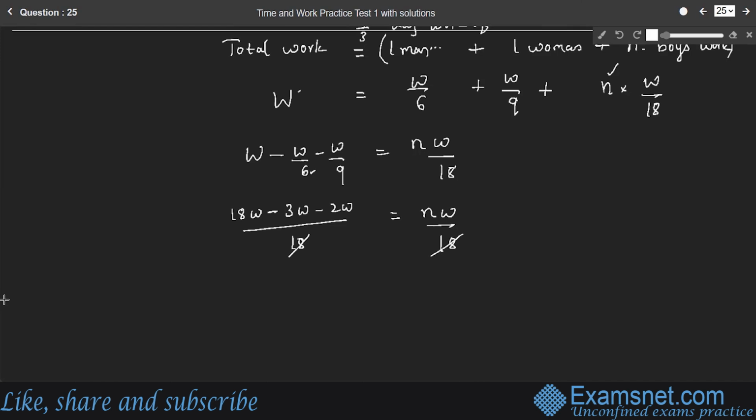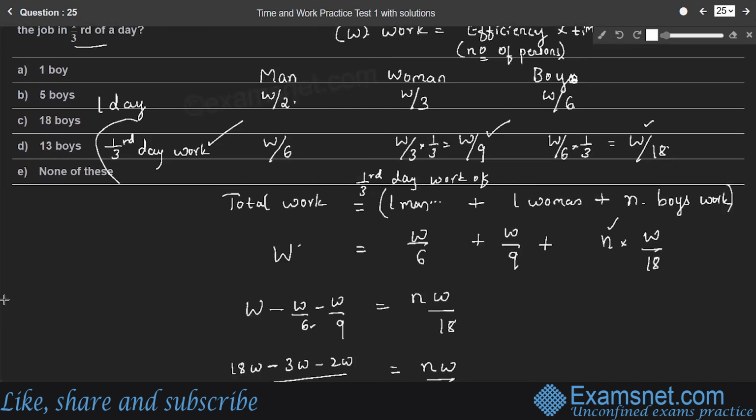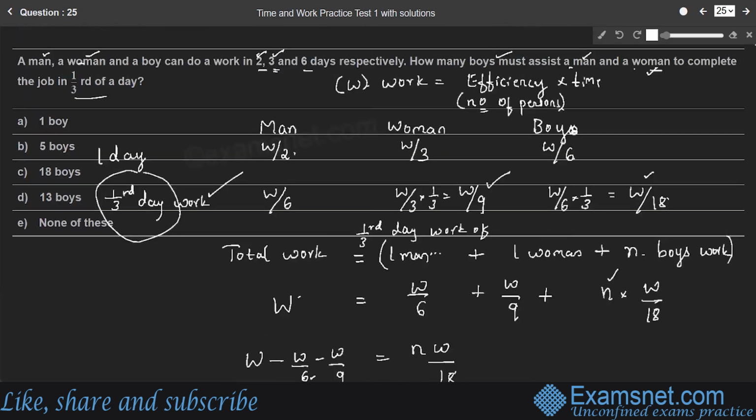So we have 18 minus 5, which is 13. W is equal to nW. W and W will get cancelled. So the value of n is 13. So 13 boys are required to complete the total work in 1/3 of a day. Right? 13 boys are required. So option D is the right answer.